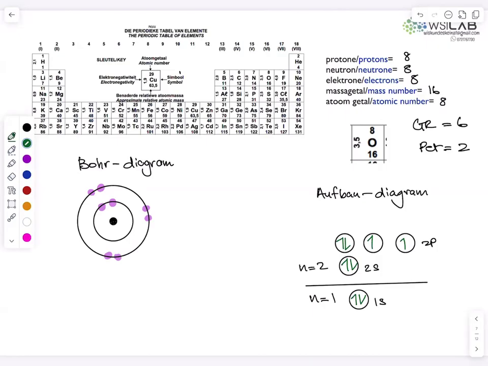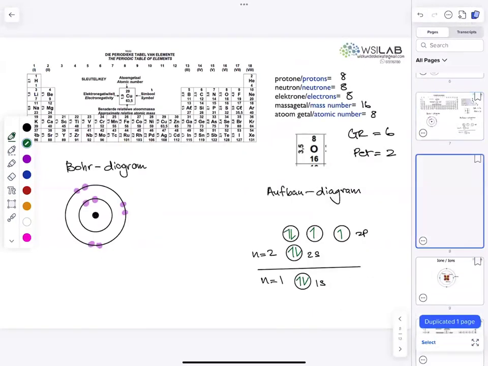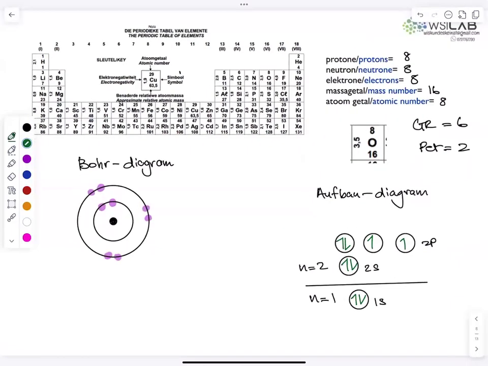Okay, now look at that. I'm just going to duplicate this because we're going to be working with the ion. Now look at this. We are going to change oxygen to oxygen, the ion. Now look at the Bohr diagram or the Aufbau diagram. It doesn't matter, or group number. I'll go back to this in a second.